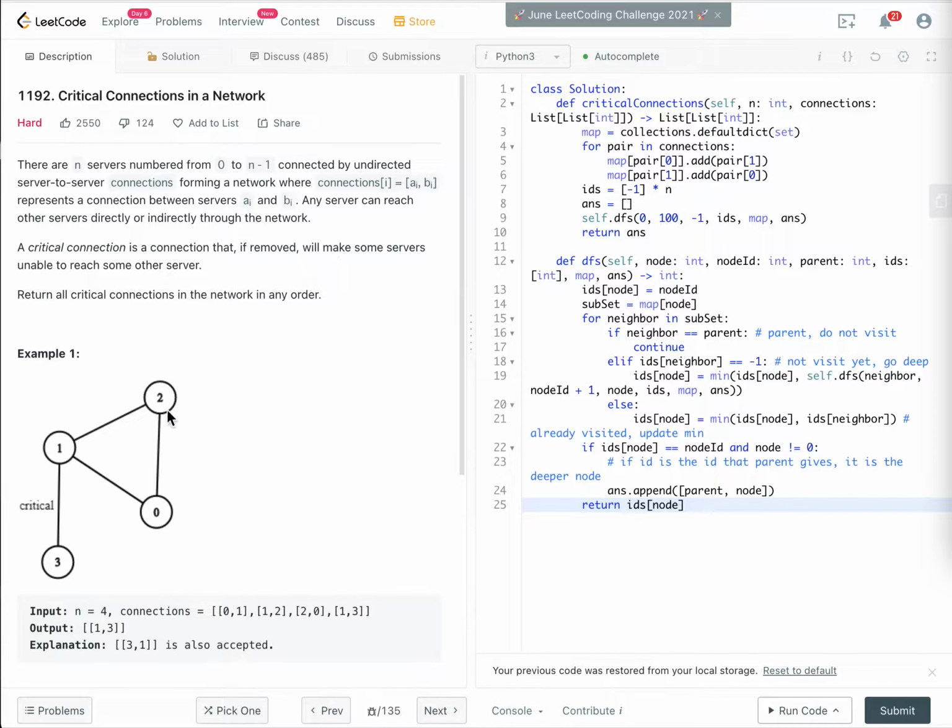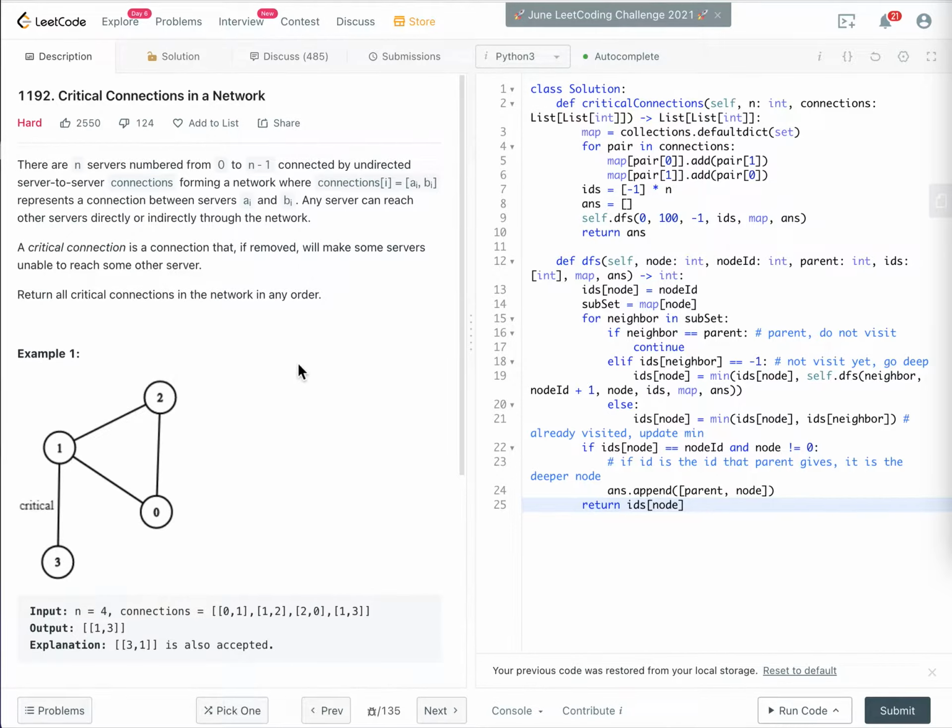In this question, we're supposed to find the so-called critical connection. So in this graph, the result will be this 1, 3 connection. That means if we remove this one, this graph will be separated into two parts. The first one is this 0, 1, 2 part, and another one is this 3, the single node. There will be no connections or path to connect these two parts. All right, so that's the definition of critical connections.